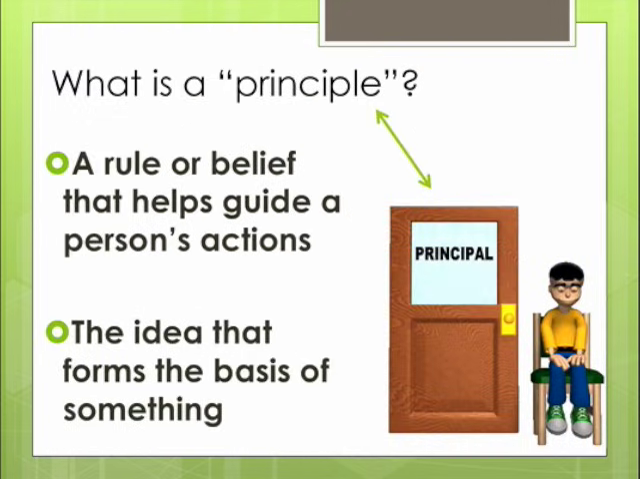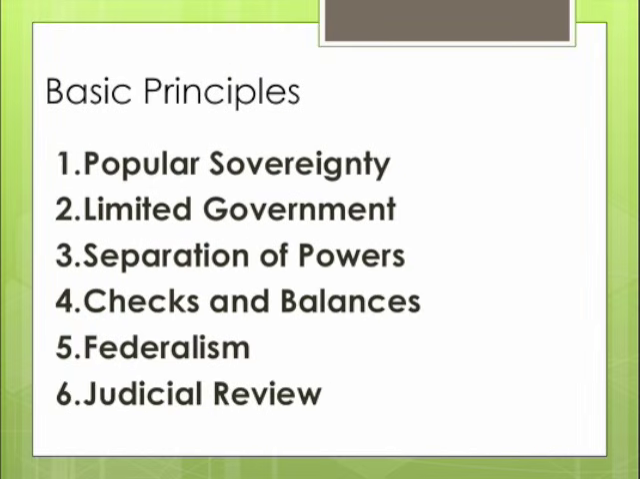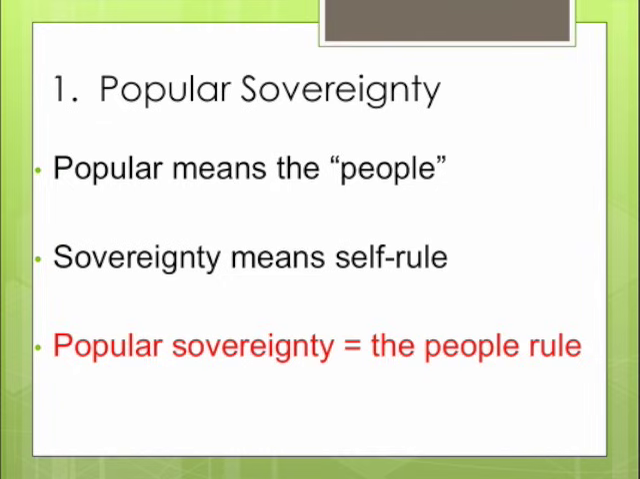Also, we need to begin by defining what a principle is. No, not the principal of the school, but rather a principle is defined as a rule or belief that helps guide a person's actions. So some of you have maybe heard older adults discussing their principles on life, or them not wanting to do something because it violates one of their principles. These are simply an idea that forms the basis of something. In our Constitution, there are commonly 6 principles of the United States, and we'll cover each one of them here today. So first of all, let's talk about popular sovereignty.